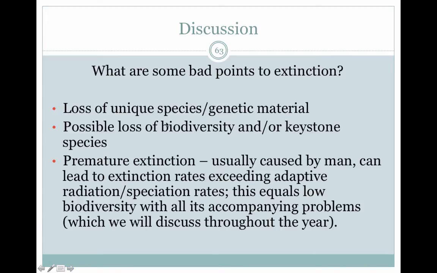Again, allowing those new species to emerge and establish. Now, what are some bad points? You lose unique species and genetic material. Possible loss of biodiversity, which means the actual overall number of species goes down. Keystone species, you don't know what those are yet, but they're kind of important dudes. Here is a big problem, premature extinction. This is usually caused by man. This equals low biodiversity with all of its accompanying problems, which we're going to discuss throughout the year.